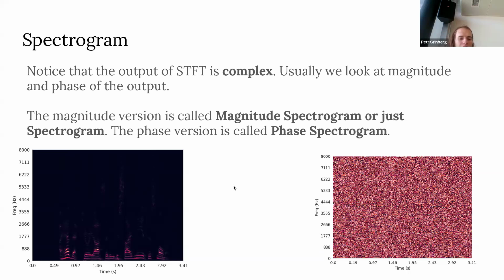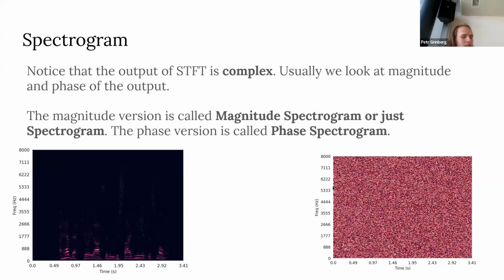However, notice that the picture on the left has some structure. So we see that something happens. It's much cleaner. And the phase spectrogram looks like some noise. It's not noise, because we know what phase means.